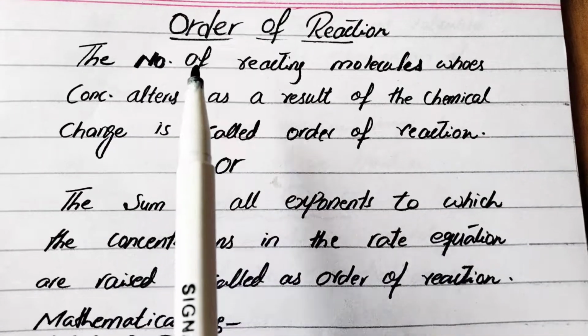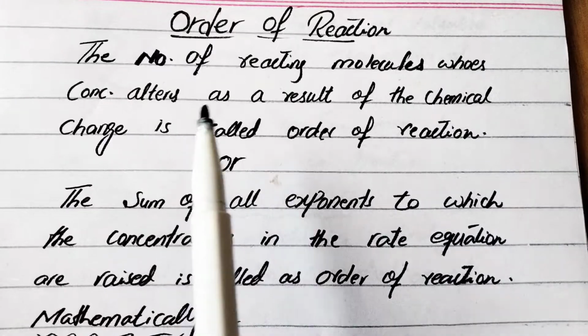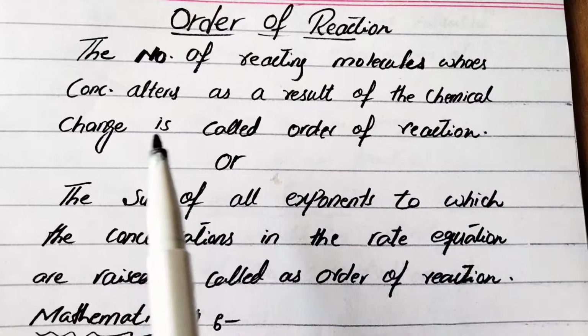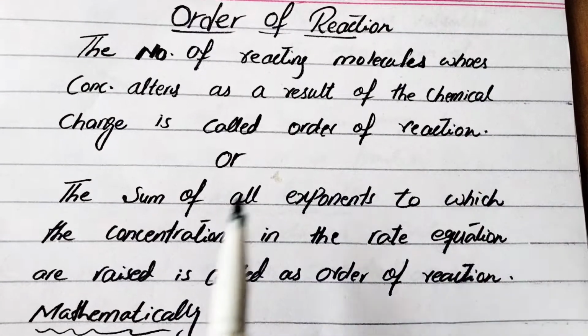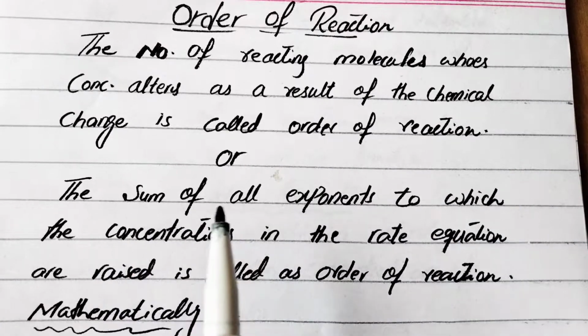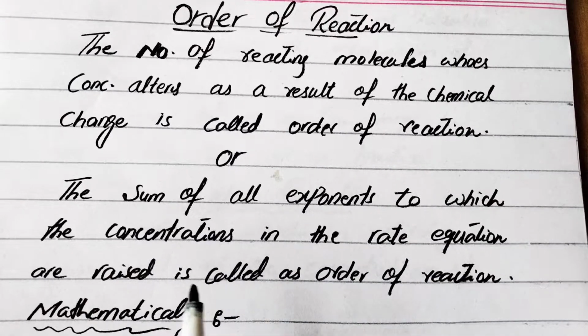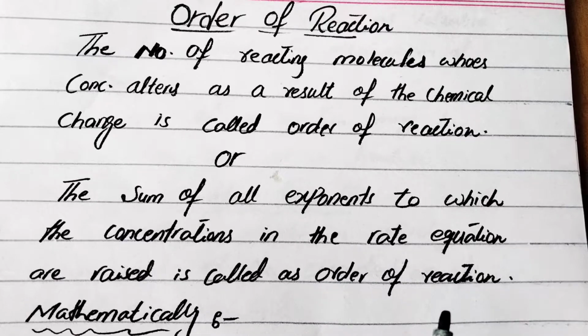Today we will discuss order of reaction. The number of reacting molecules whose concentration alters as a result of chemical change is called order of reaction. Mathematically, it is also explained as the sum of all exponents to which the concentrations in the rate equation are raised is called order of reaction.